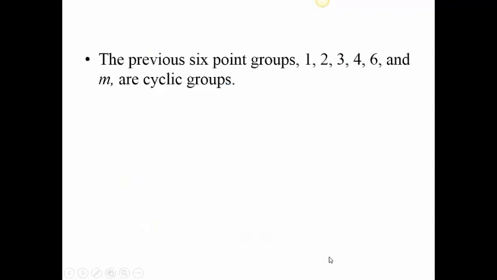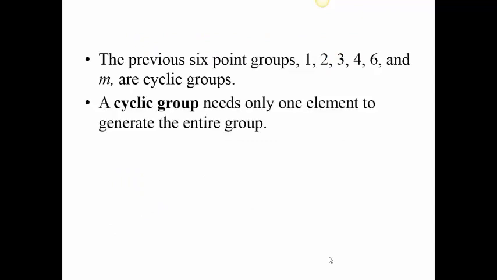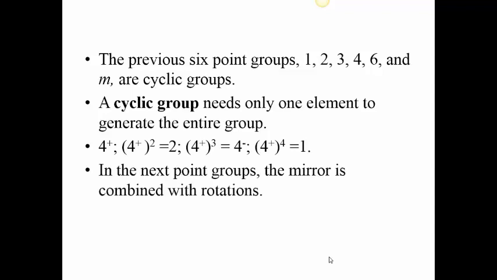The previous 6 point groups, 1, 2, 3, 4, 6, and m, are cyclic groups. A cyclic group needs only one element to generate the entire group. And we've just gone over how the one element 4 plus will generate all of the members of the group.